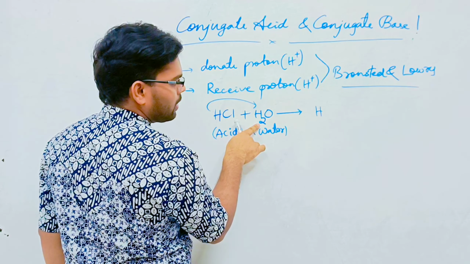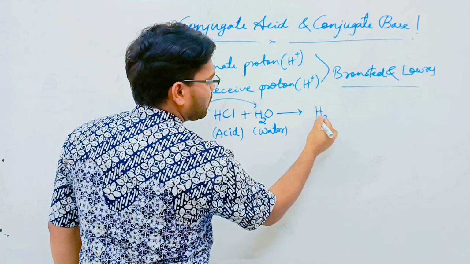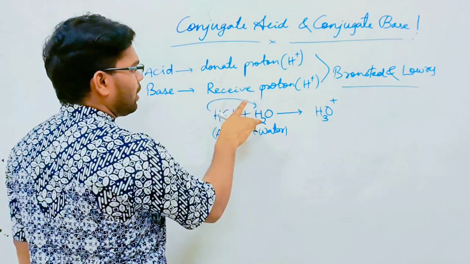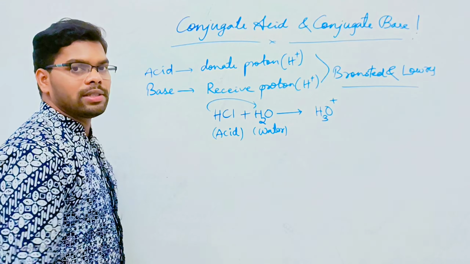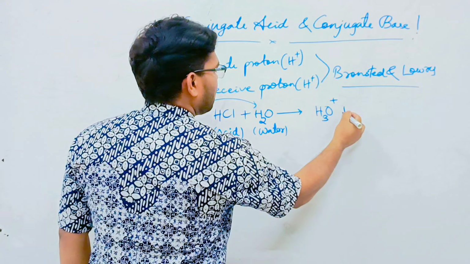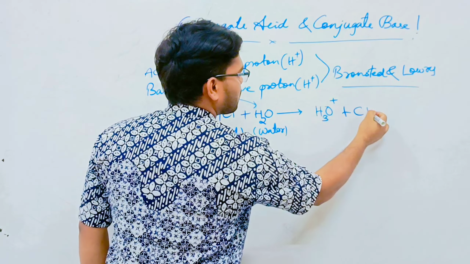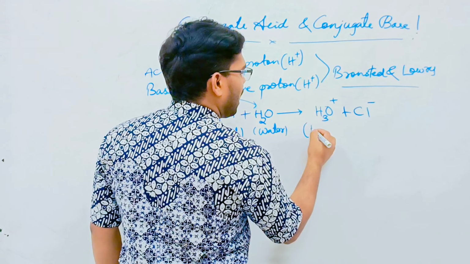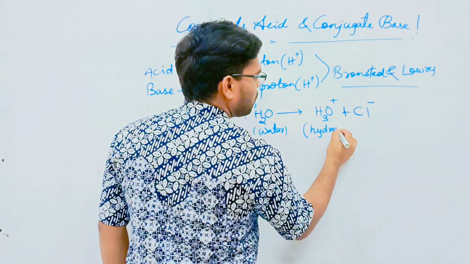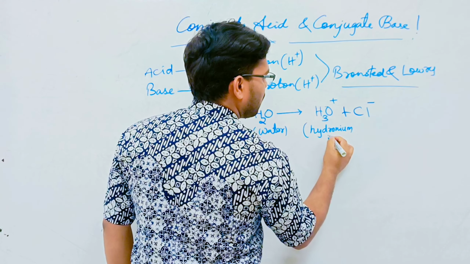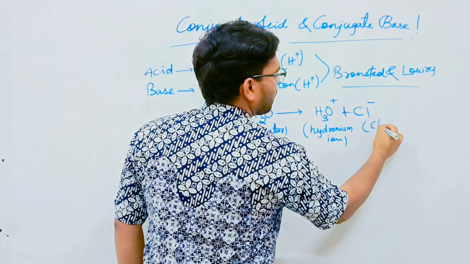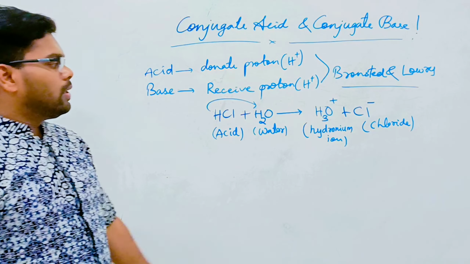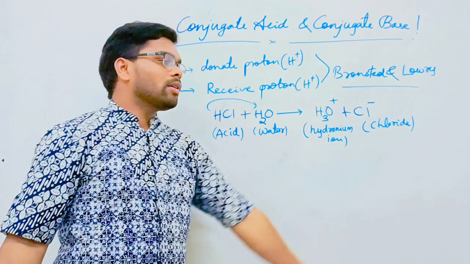So when this hydrogen is donated to water, here two hydrogens are there, one is donated, therefore it will become H3O plus. Okay, the hydrogen ion that is donated is called a proton. And the remaining part is only Cl, so Cl will become Cl minus. Very simple. This is called hydronium ion, also oxonium ion, and this is called chloride ion.